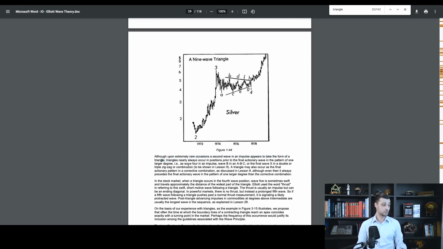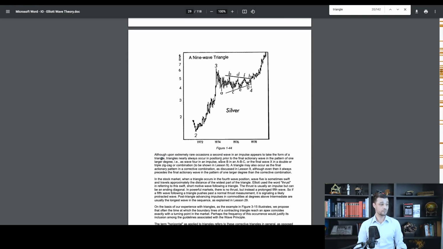And what is very interesting that I wanted to show you guys is this. Although upon extremely rare occasions a second wave in an impulse appears to take the form of a triangle, triangles nearly always occur in positions prior to the final actionary wave in the pattern of one larger degree, i.e. as wave 4 in an impulse, wave B in an ABC, or the final wave X in a double or triple zigzag or combinations. So we are here in this situation as wave 4 in an impulse.